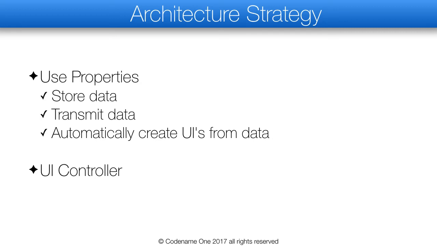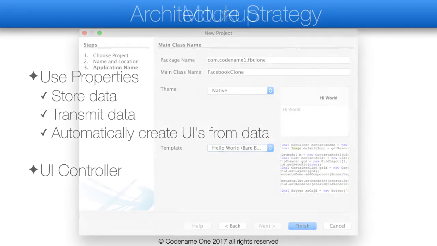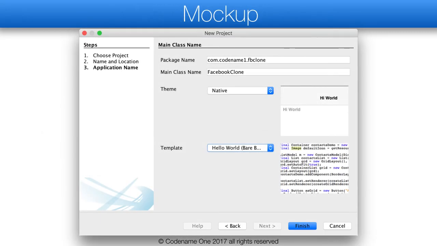Because of the flexible nature of the application, I will use an approach of a central controller class for the user interface to keep things simple. Now that we have a sense of what we are trying to do, we can start with mocking up the initial UI. We first need to start by creating the Facebook clone project.